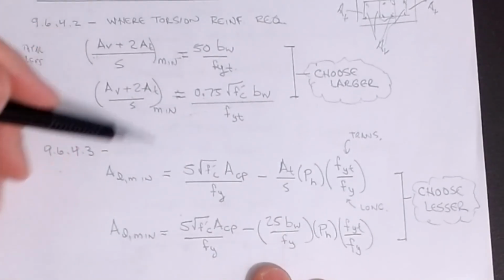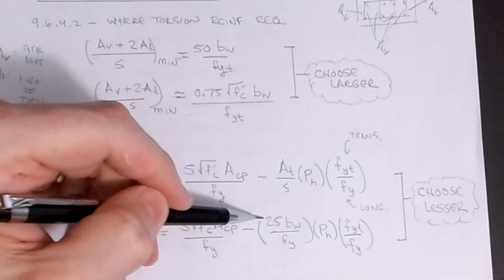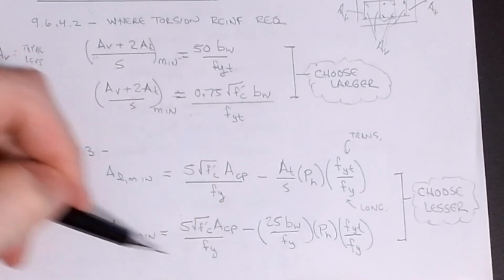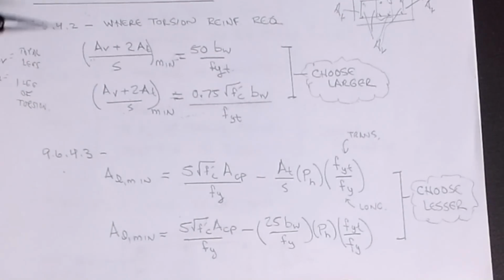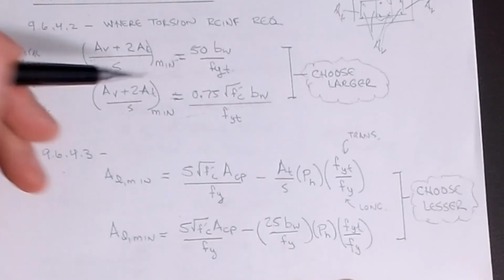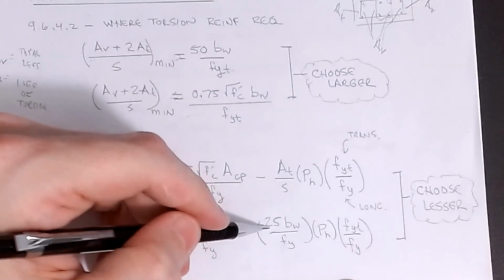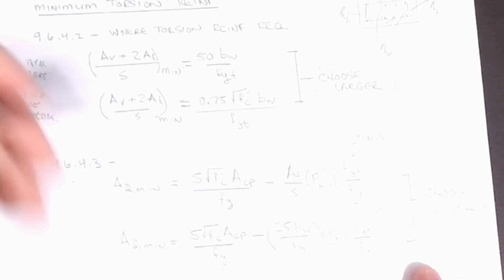And then the other minimum requirement is, instead of At over s, they're going to bound it by 25 bw over Fy, and the formula is exactly the same. You'll choose the smaller of these two as the limit, the minimum amount of longitudinal steel that you'll have. This 25 bw is kind of an estimate on the amount of stress that it takes to hold a crack in place.